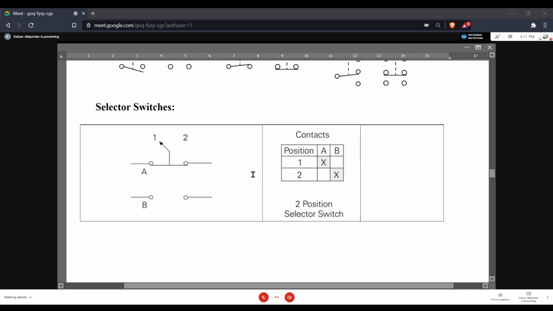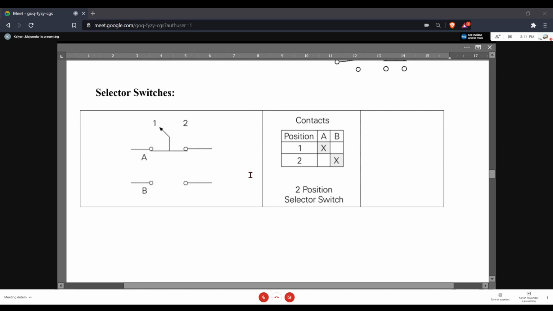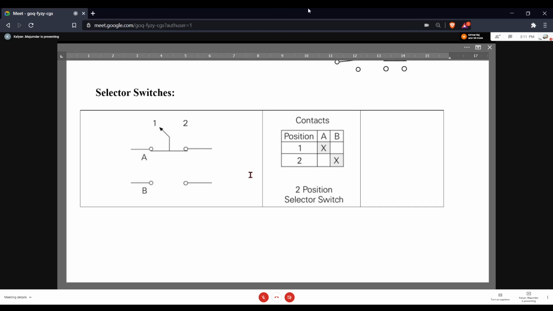We have selector switches. Selector switches, again, very popular. For example, in your mixer, you have 3 different speeds. In your fan regulator, if it's not an electronic fan regulator, I'm talking about a conventional fan regulator, there you have multiple speeds, 1, 2, 3, 4, 5. So you're selecting something in an electrical circuit. So that's a selector switch. Here, of course, we have shown 2 positions or 3 positions. This is the way it's normally depicted in an electrical diagram.